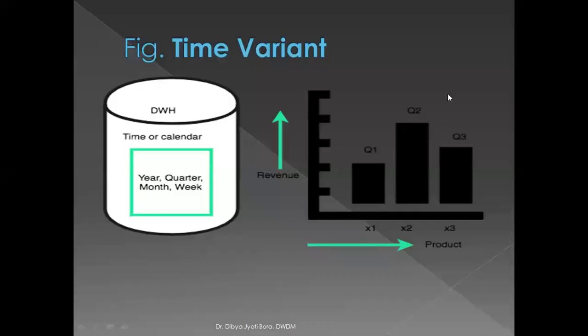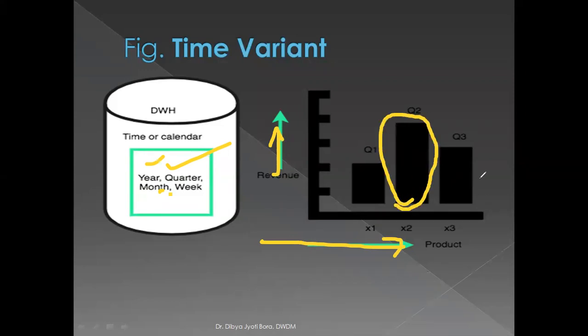So in the last class, we discussed the time variant property. There we saw that in a data warehouse, we keep the data interval wise. From this figure itself, this is year, this is quarter, month, week, and you have seen the products and revenue generated with respect to different quarters, and X2 is generating maximum revenue in the quarter Q2.